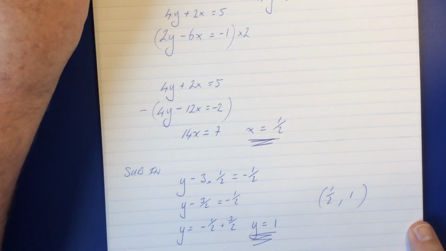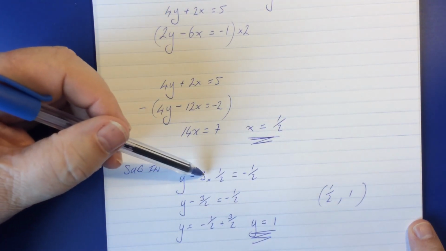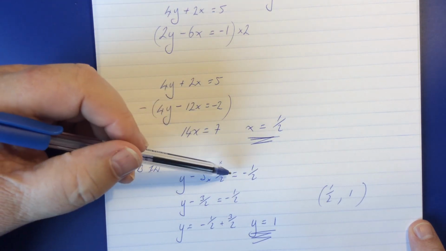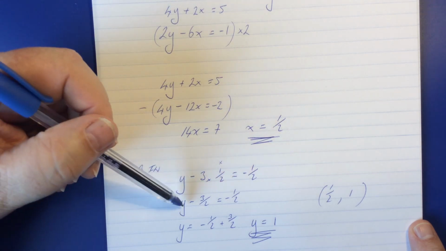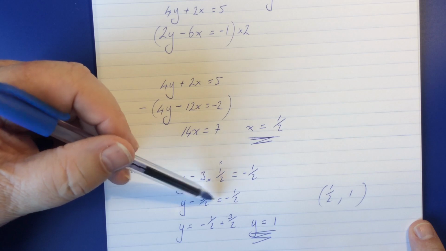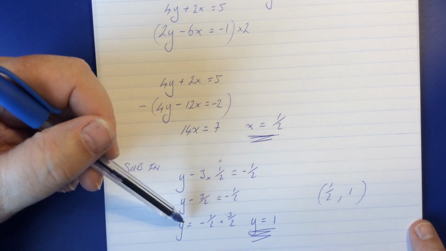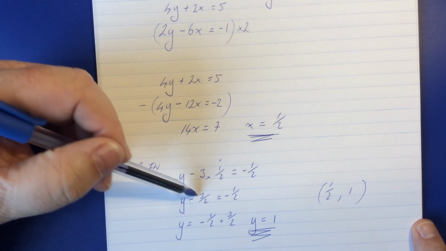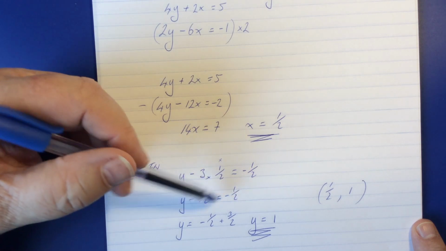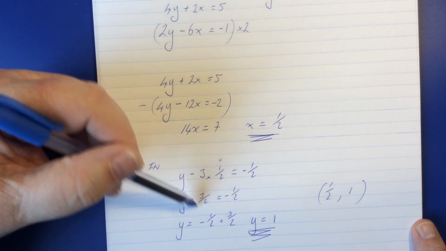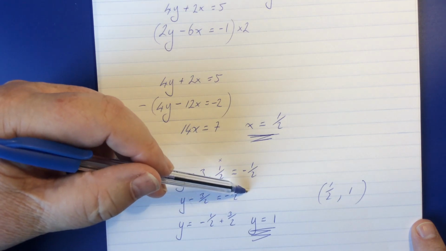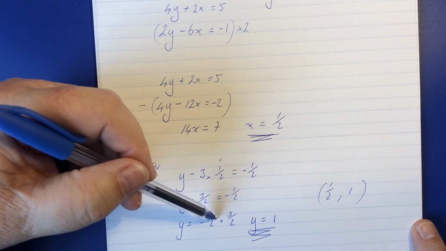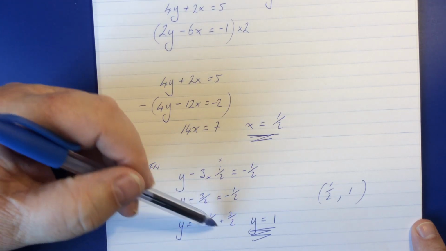So this is y minus 3 times a half, which is our x value, and that equals negative a half. So y minus 3 over 2 equals negative a half. What I do to make life easier for myself is I simply add 3 over 2 to both sides of this equation. If I add 3 over 2 to this side, this disappears, and if I add 3 over 2 to this side, I get plus 3 over 2. And that tells me that y is equal to 1. That is 3 over 2 minus a half, or negative a half plus 3 over 2.